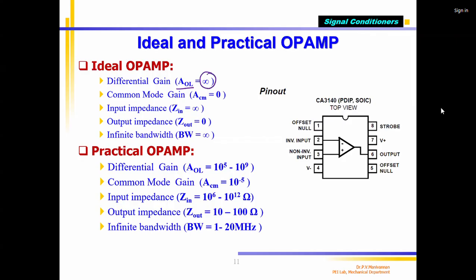First point. Next, there is one more gain in the case of an operational amplifier, which is called ACM. That is called the common mode gain. The subscript CM stands for common mode.